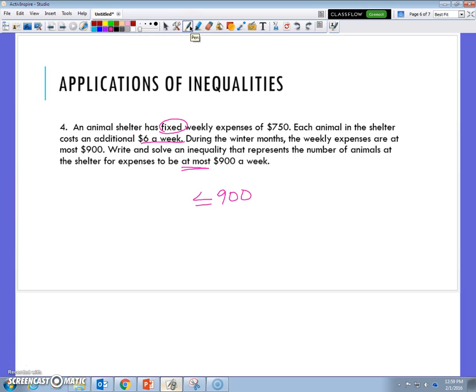Okay, now the fixed cost that never changes is the $750. That's going to cost $750 no matter what. Each animal costs an additional $6 a week. So if I'm looking for the number of animals, we're going to say $6 for every animal plus the $750 it's going to cost no matter what. It has to stay below $900 or equal to. So now I just have my inequality and I just go to work solving them.